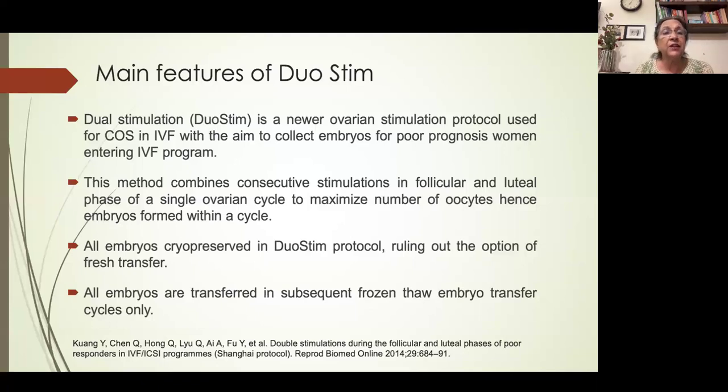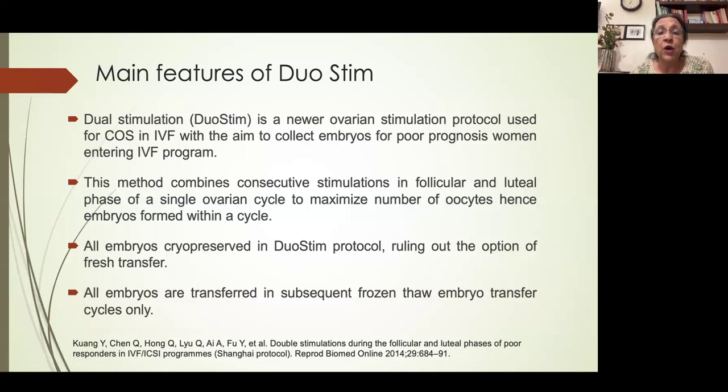We have separated the uterus from the ovary, and we go on stimulating the ovary with the aim to collect embryos. And this is especially for women who have poor prognosis, who enter the IVF program with low AMH, with high age, or where earlier IVF has produced very few eggs despite having a reasonably good AMH.